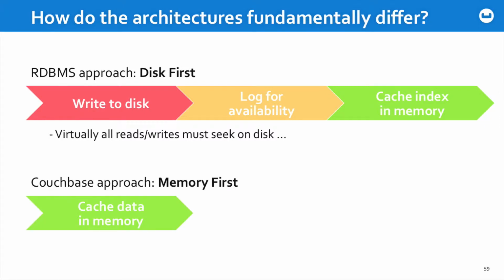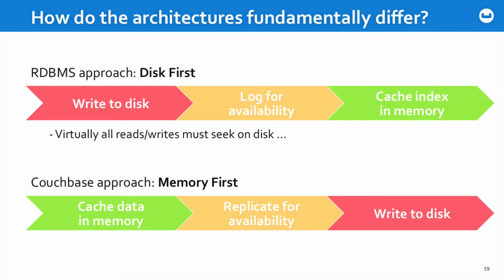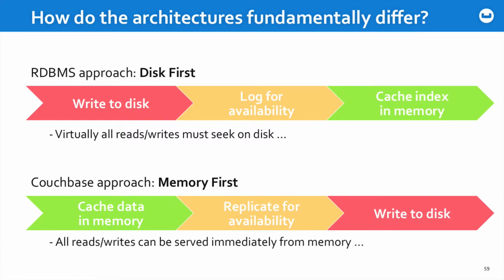By contrast, Couchbase and other NoSQL technologies take a memory-first approach. If you know the history of Couchbase, caching is directly in our DNA. We cache our data in memory. If necessary, it's replicated for availability. And yes, we do write it to disk, but your reads and writes can be served immediately from memory. That's why we scale way beyond the capacity of traditional RDBMSs.